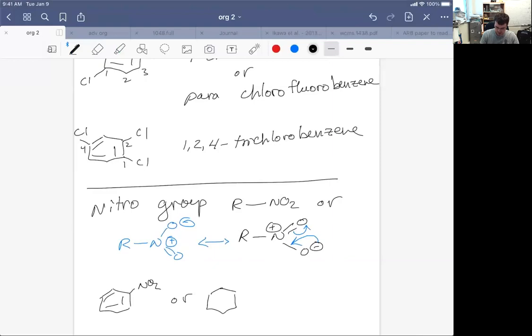Well, anyway, if we've got a nitro group, which could be drawn as NO2 for short, or if you're feeling adventurous, and you will have to become adventurous, we could draw a resonance contributor of the nitro group. These are both nitrobenzene.